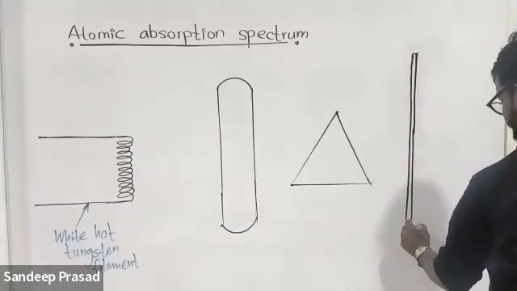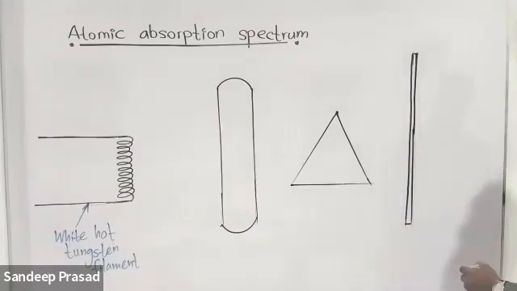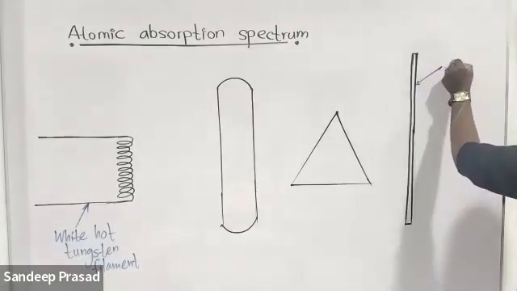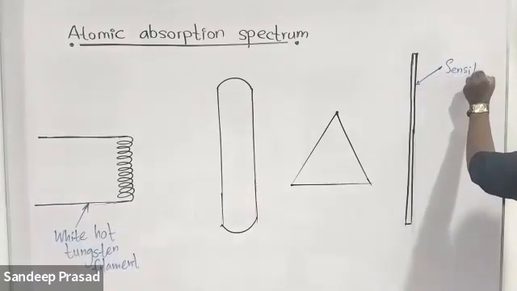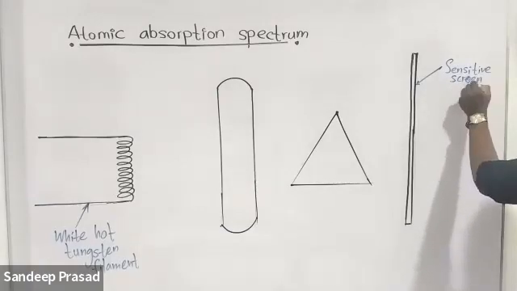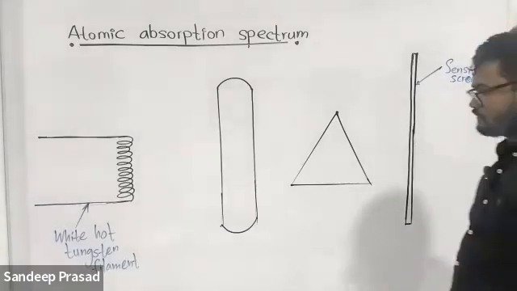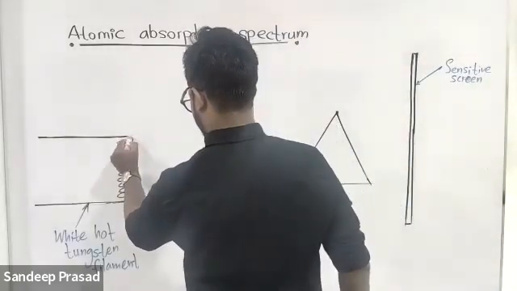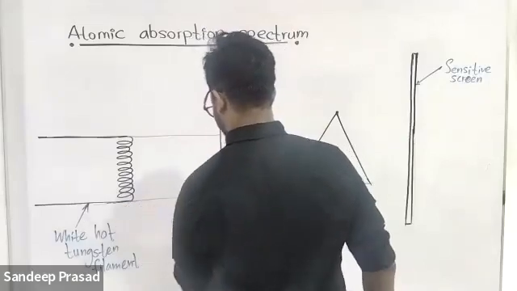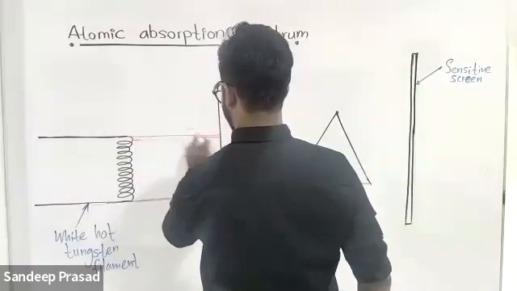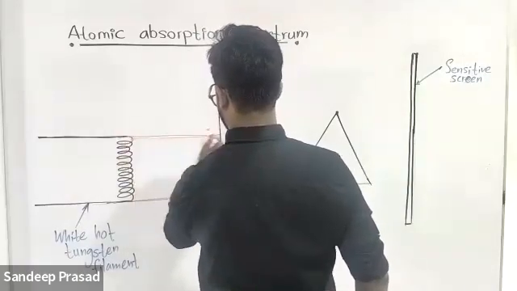Right. So these are the four main components we have, right? Let's finish this very smoothly, very easy. So here we have a sensitive screen. Students, through this white hot tungsten filament, some energy radiations are emitted, right?